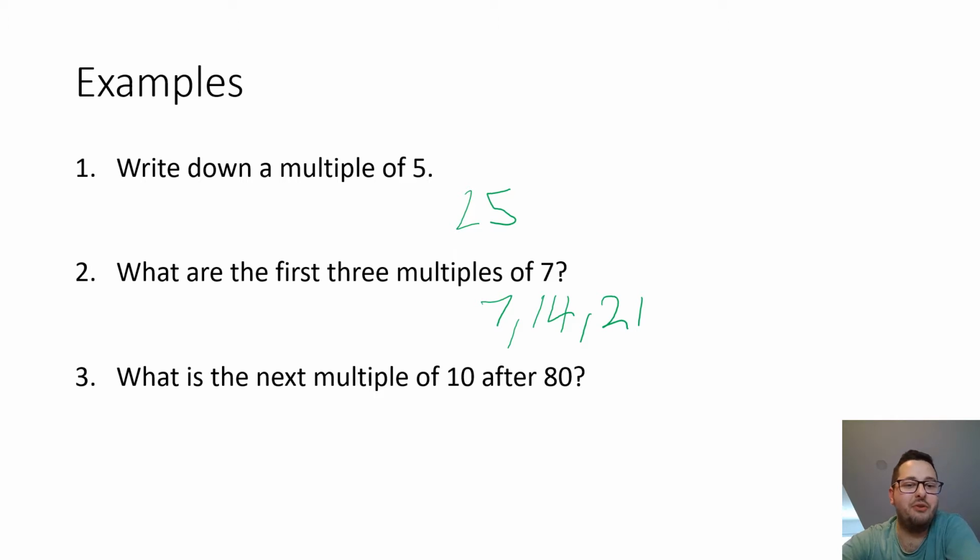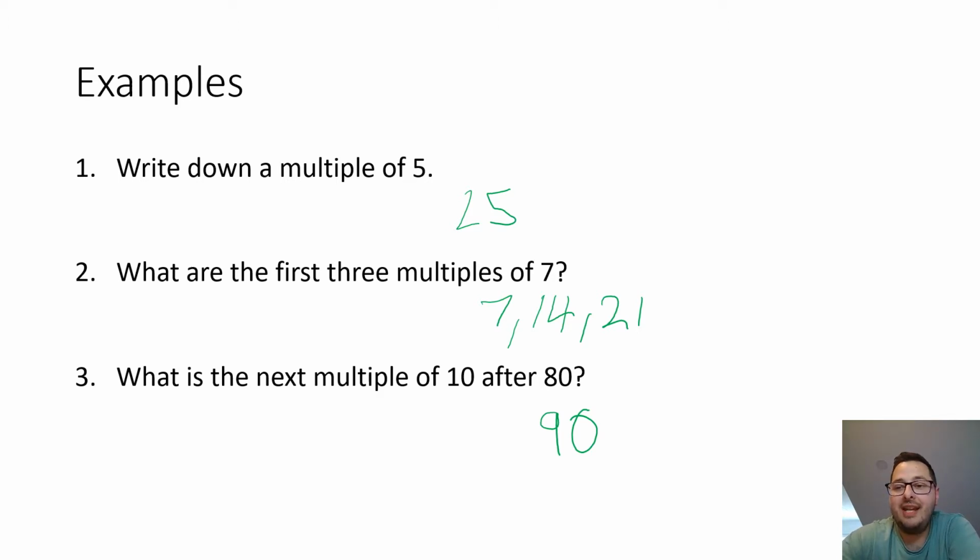Okay, and finally question 3. What is the next multiple of 10 after 80? So this is imagining the 10 times table. We get to 80. What would the next multiple be? Well, after 80 would be 90. So that is the next multiple of 10 after 80. So that is basically multiples, that number's times table.